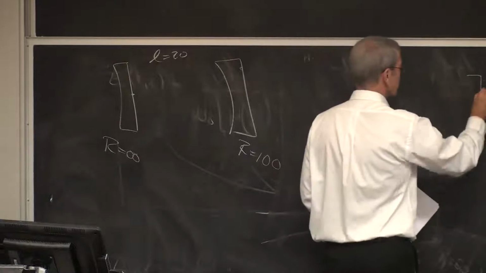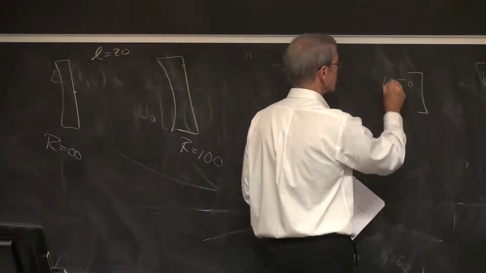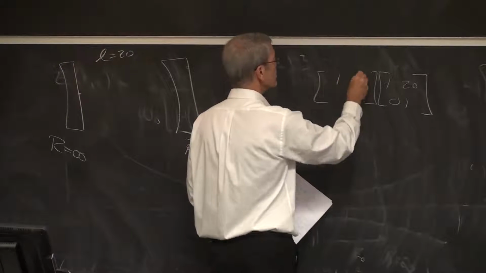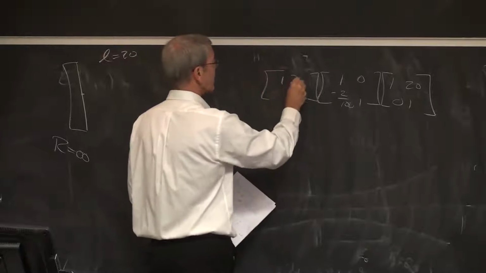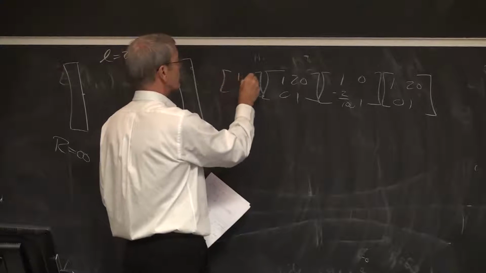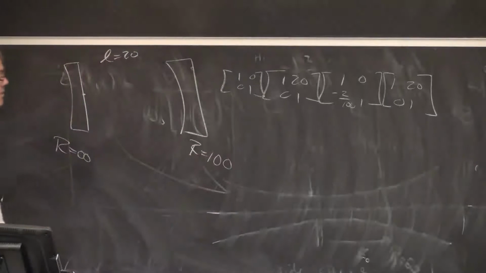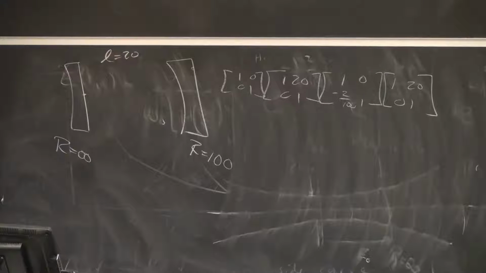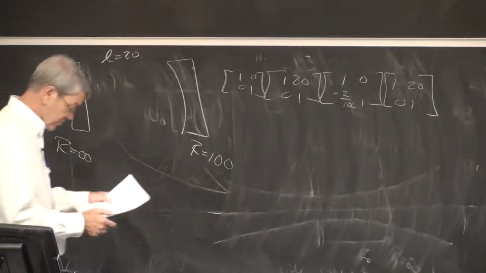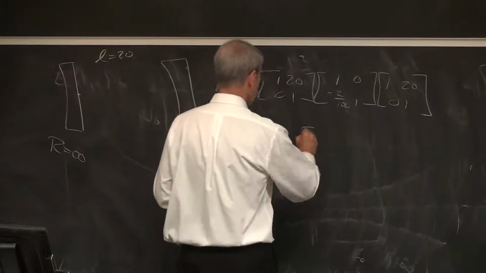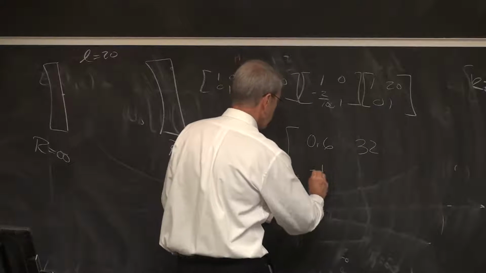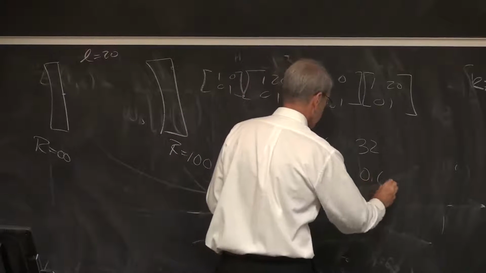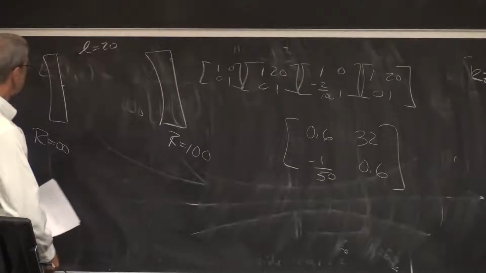And so the ABCD is, first I go 1, 20, 0, 1. Then I focus, 1, 0, minus 2 over 100, 1. I come back, and then I hit the back mirror, which is just unity, so I usually don't put that in. And I compute this matrix. I do it by hand, and then I mess around for an hour because nothing's working. So then I go to Mathematica, and I do it right away, and I get the right answer, and I scribble out all the wrong answers here. And so this works out to be 0.6, 32, not 8, as I did last night, minus 1 over 50, and 0.6. So there's the ABCD starting right there.